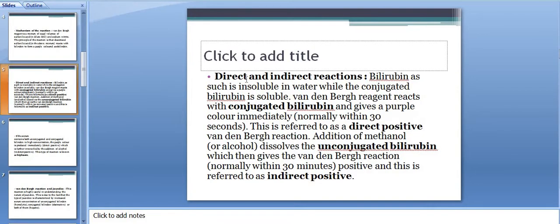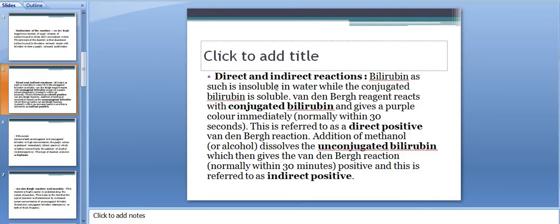Next, coming to direct and indirect reactions. Bilirubin as such is insoluble in water, while the conjugated bilirubin is soluble. Van den Bergh reagent reacts with conjugated bilirubin and gives a purple color immediately, normally within 30 seconds. This is referred to as a direct positive Van den Bergh reaction.